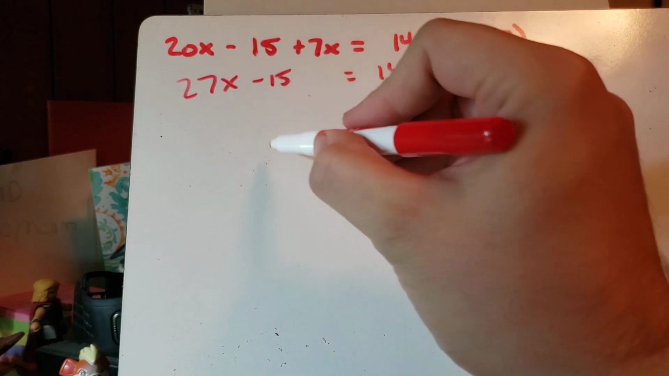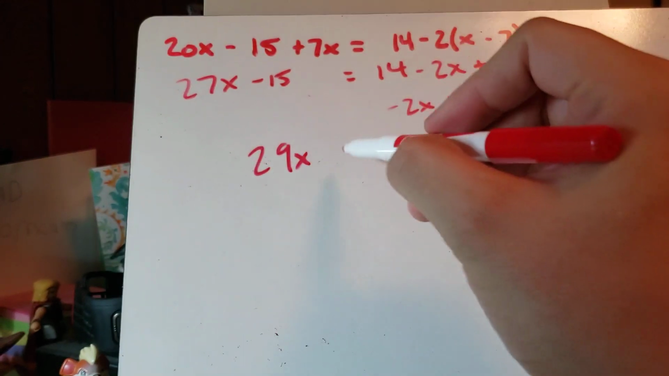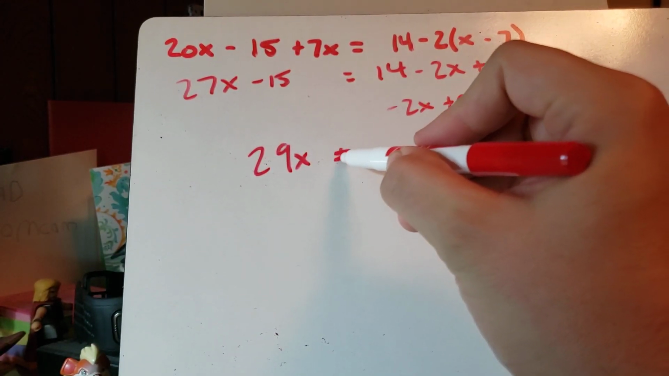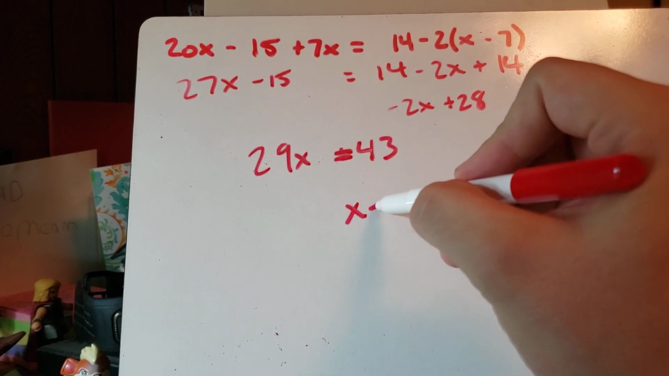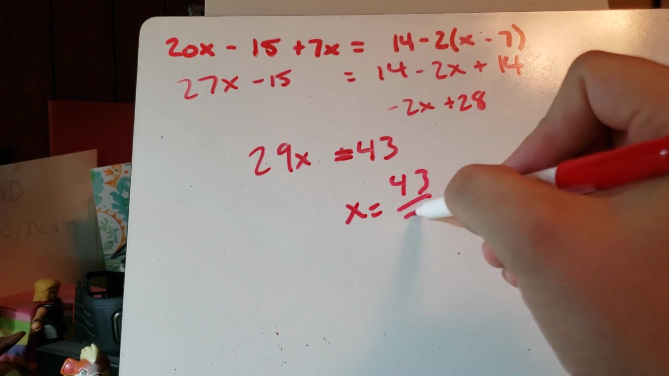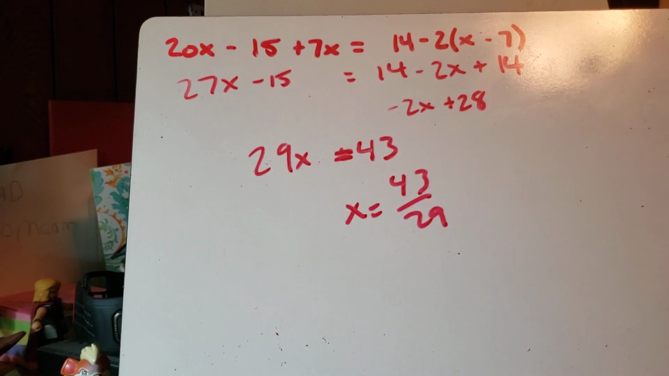And so then we're just going to quickly finish this one off. And we'll end up with x equals 43 over 29. So remember, when we're doing these big problems, first thing we got to do is distribute. Then we got to do our like terms. And then after that, we can solve our regular old problems.